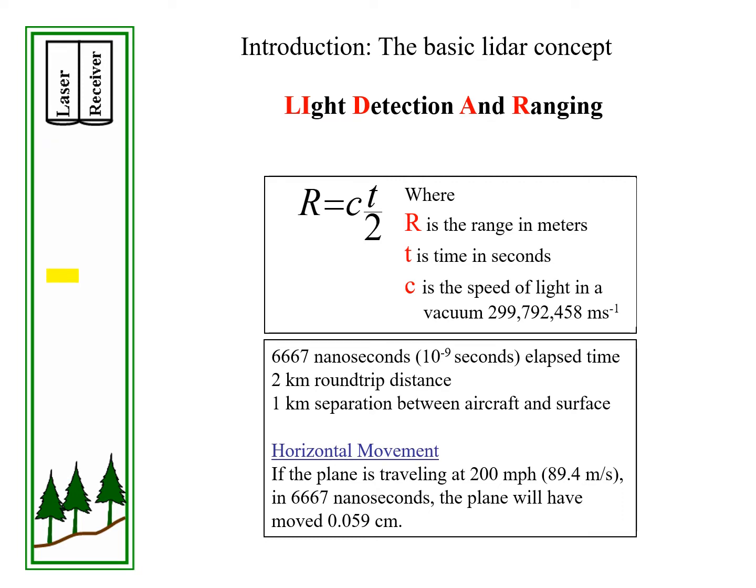Well, the range is the time in seconds it takes for the light to be emitted, reflected, and then absorbed by the receiver. So that's the time. You divide that by 2 because the pulse has to take a round trip. It's got to go all the way down and all the way back. And multiply that by the speed of light. So it's basically the speed of light times the amount of time it takes for the pulse to be emitted and returned, and that gives you your range.